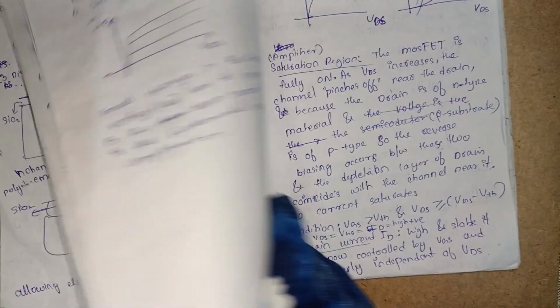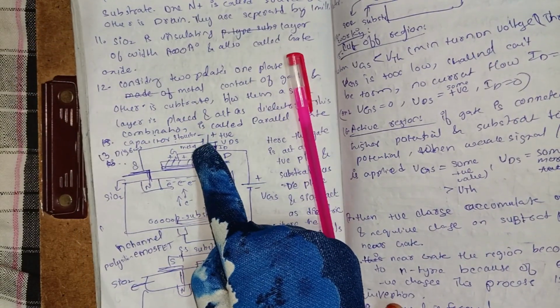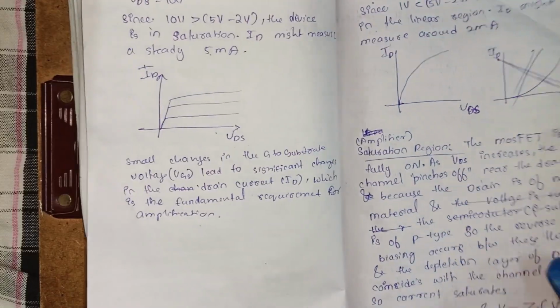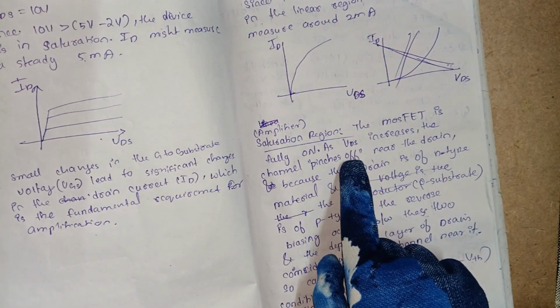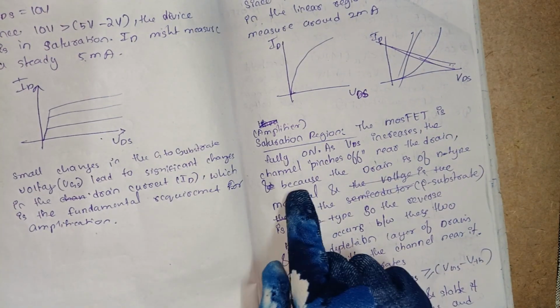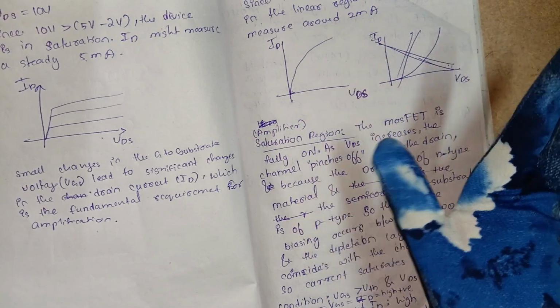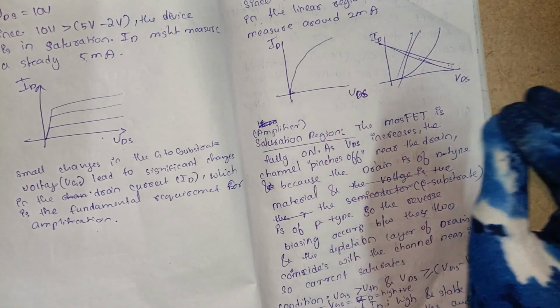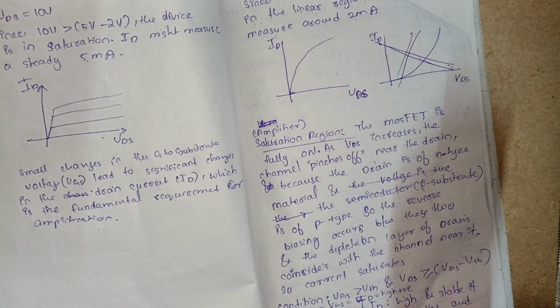As this VDS increases, the channel pinches off near the drain. Because pinch off means meeting up of two depletion layers, meeting up of two layers.